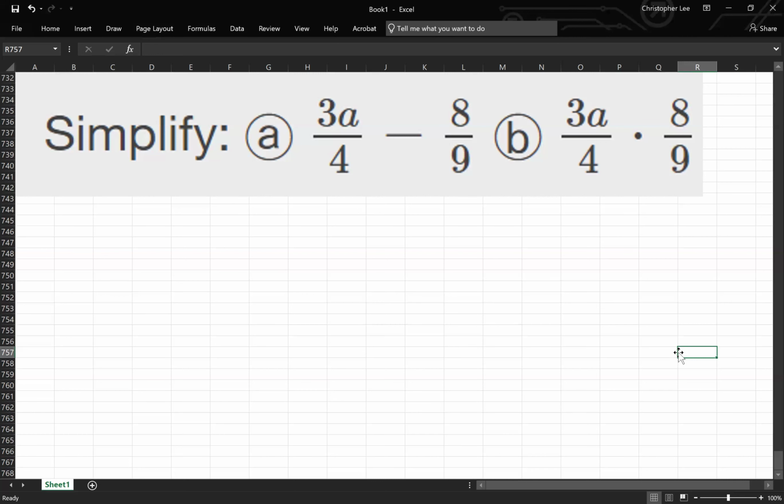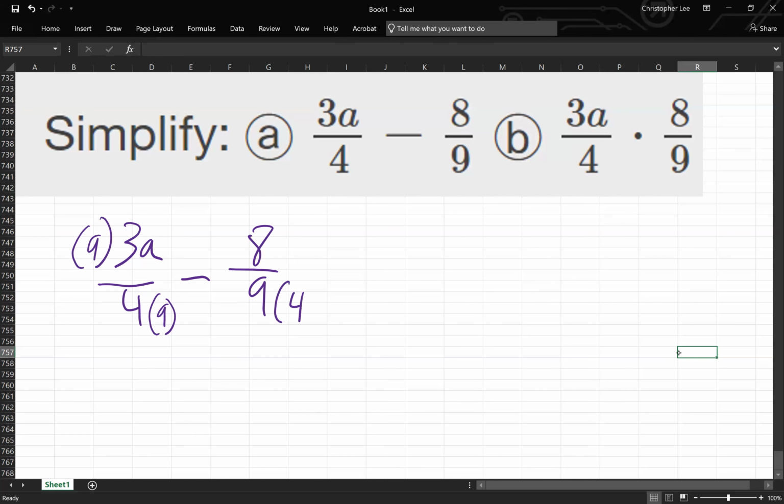All right, ready? Let's take a look. So I got 3a over 4 minus 8 over 9. In this case, I kind of have to put them together because there's nothing. I multiply this by 9. What I do to the bottom, I do to the top. Multiply this by 4. What I do to the bottom, I do to the top.